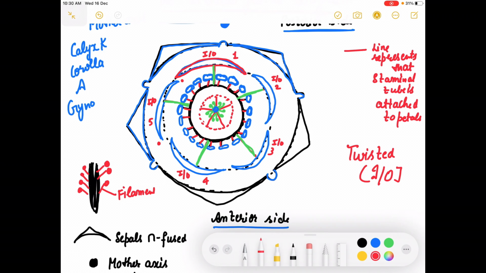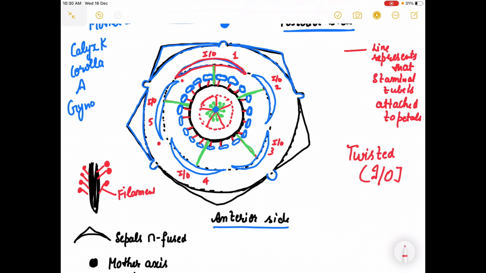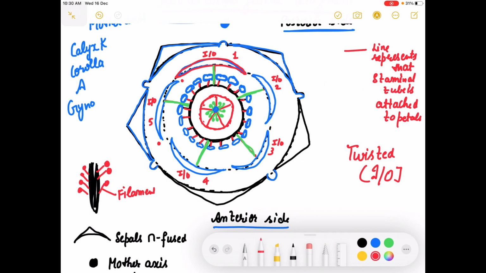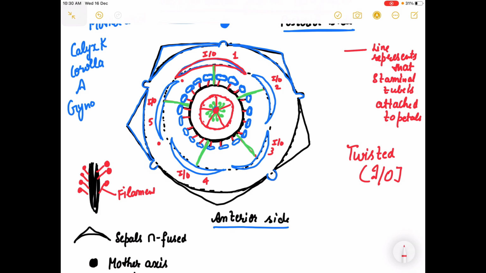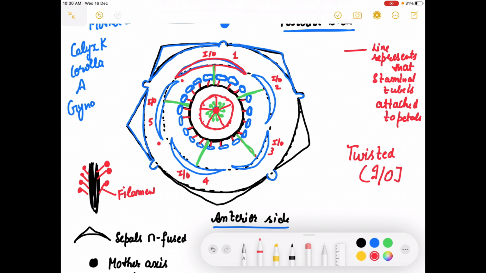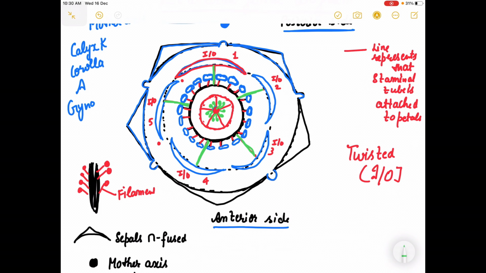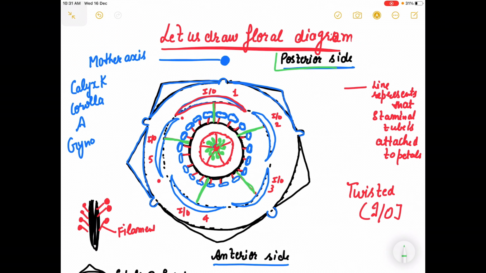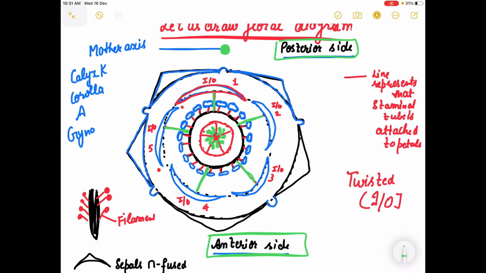Now let's come to the center. In the center we have the ovary, which has axile placentation. In the center you will find the placenta, and you can see ovules are attached. So this kind of placentation is known as axile placentation. So this is the complete floral diagram. Please be careful about the posterior side. Without the mother axis this will not start, right? And this is the anterior side.